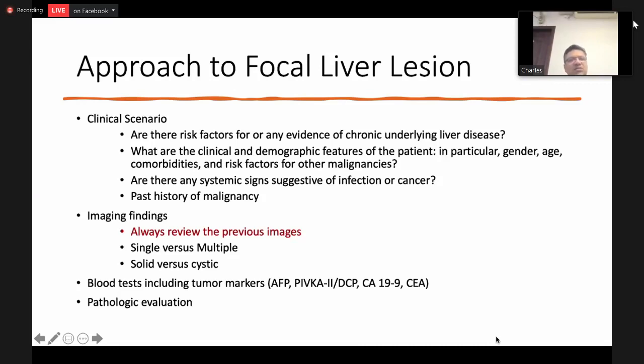And once you have the images, plan your further blood tests according to your differential diagnosis. Do the tumor markers: alpha fetoprotein, PIVKA-II, CA 19-9, CEA, CA 125, depending on your differential diagnosis. And at times, in spite of all the clinical history, the imaging and blood tests, you may not be able to reach a diagnosis, and you need a biopsy and a pathological evaluation. But with recent advances in imaging and tumor markers, the need for biopsy is coming down.